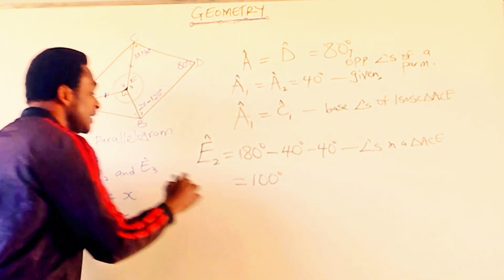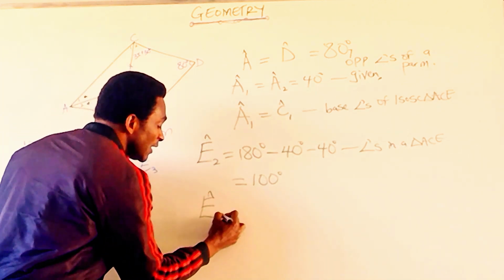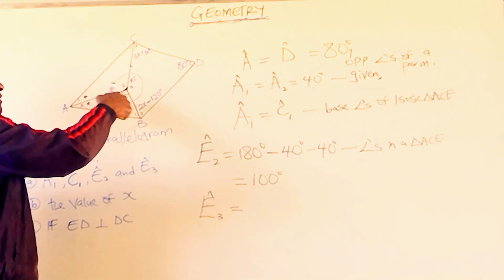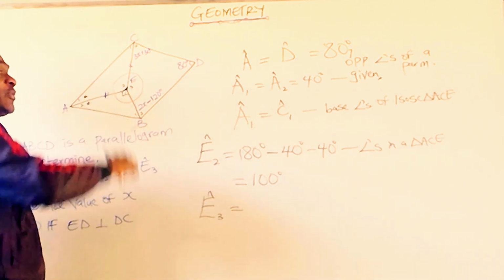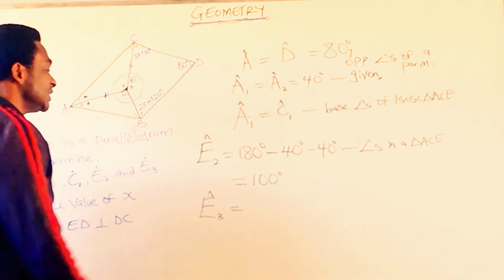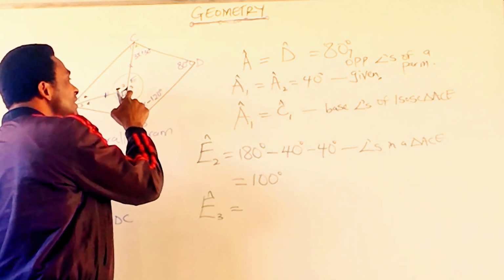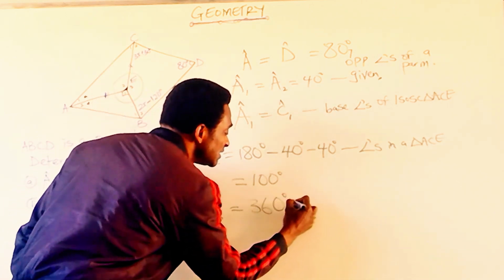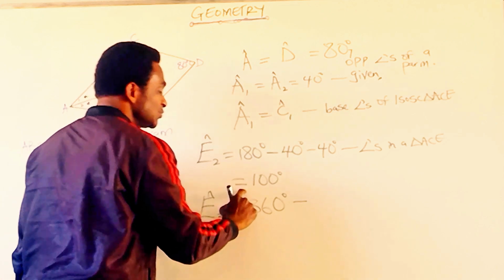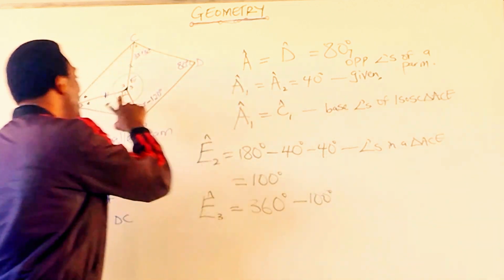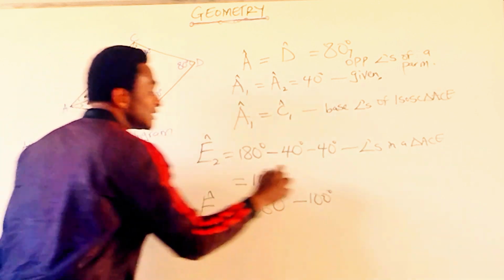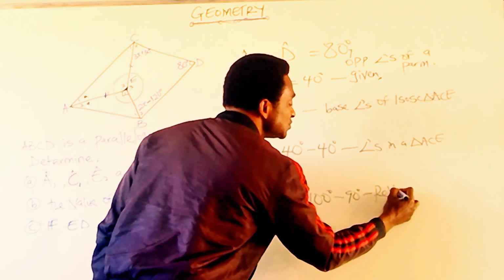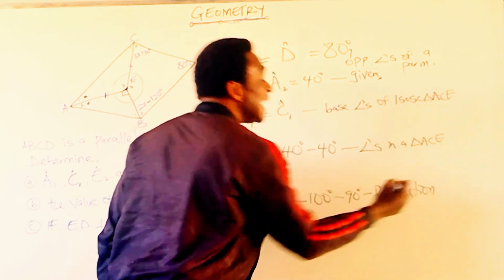Now let's go to getting our E3. Our E3 is going to be, look at this. This is a revolution. A revolution, angles around a point, sums up to 360 degrees. It means that E1 plus E3 plus E2 will give us 360 degrees. So we have E3 being 360 minus E2, which we just figured out now, minus E1, which was given as 90 degrees. And then we can have our reason as revolution, or angles around a point.